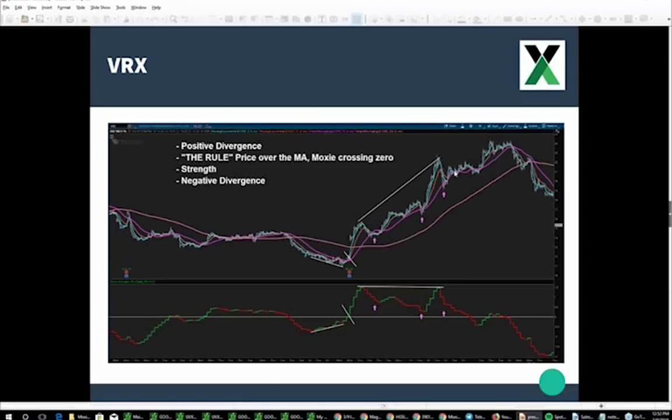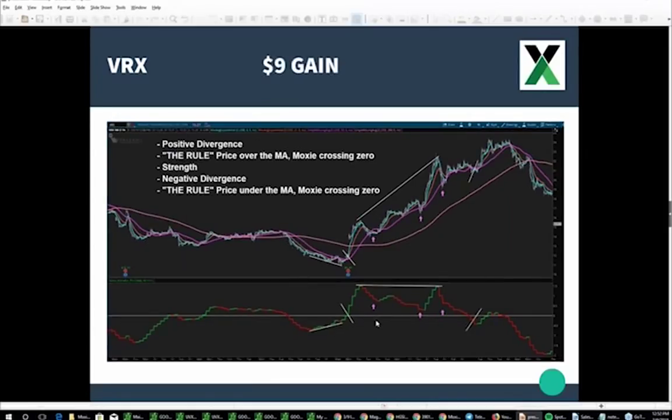But what's happening now? Price is kind of coming up, but the indicator keeps going down every day. Price up, indicator down. Then what happens? Right here, back to the rule. Same rule every time. Price below the moving average, indicator below zero, just like clockwork.